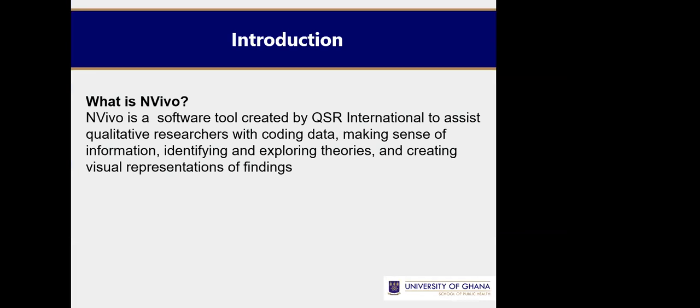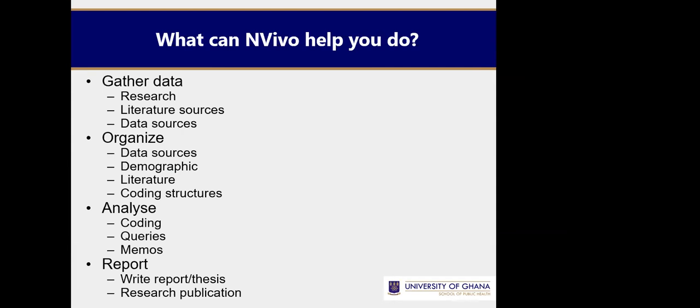So NVivo is a software tool, and it was created by QSR International, a company that built it to assist qualitative researchers. When you collect data from the field, it helps you with coding the data. It helps you with making sense of that information. It helps you to identify and explore your theories. And NVivo can also create visual representations of your findings in the field.